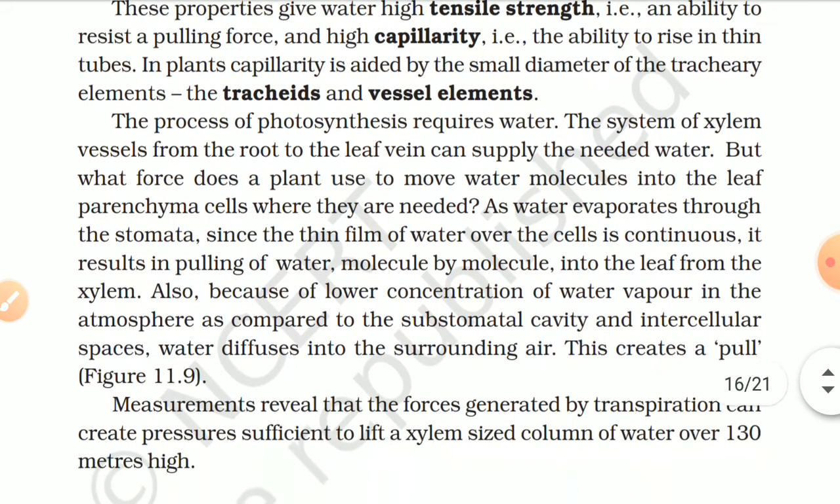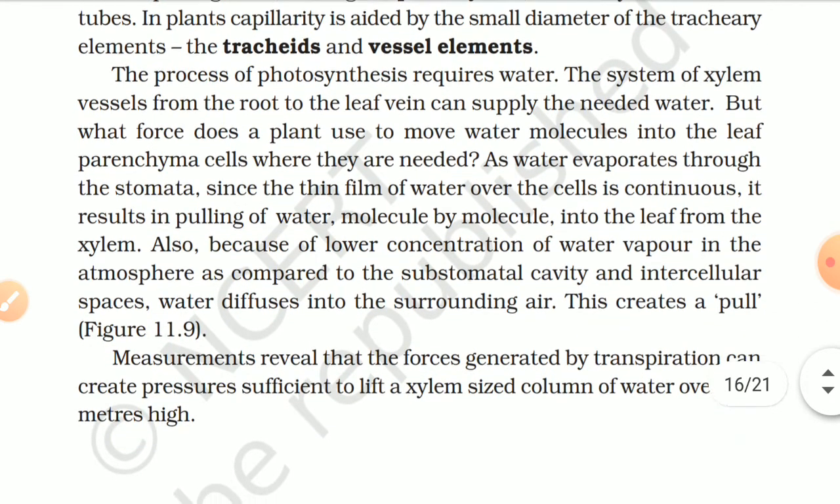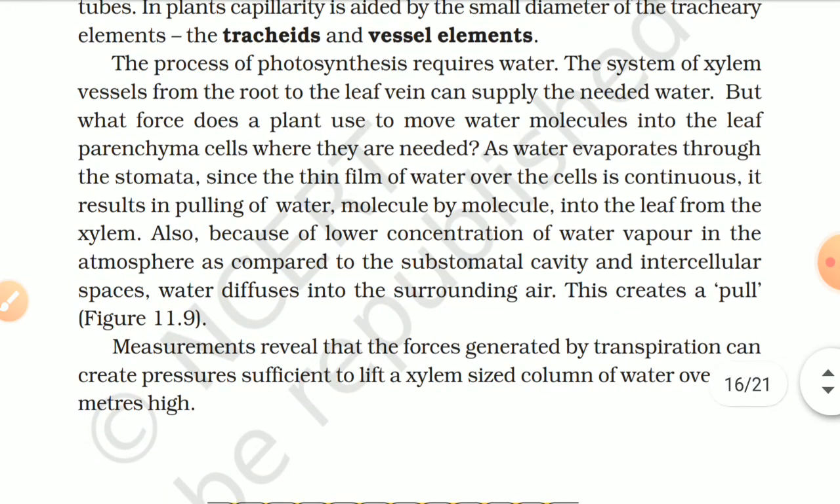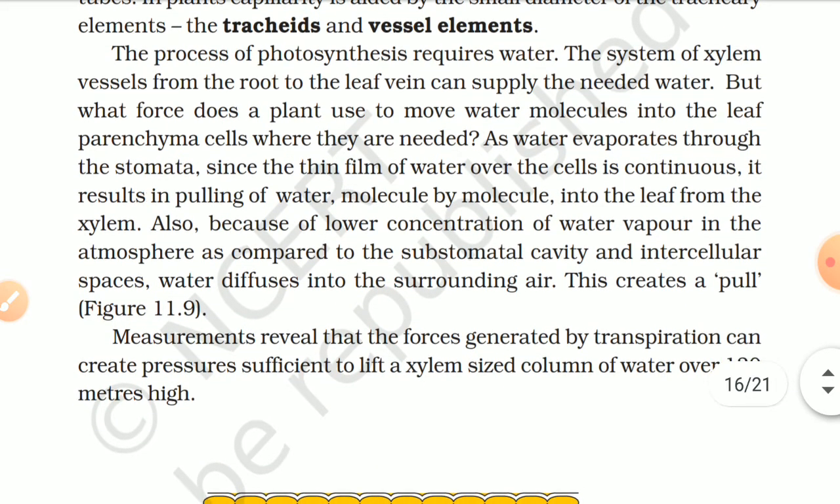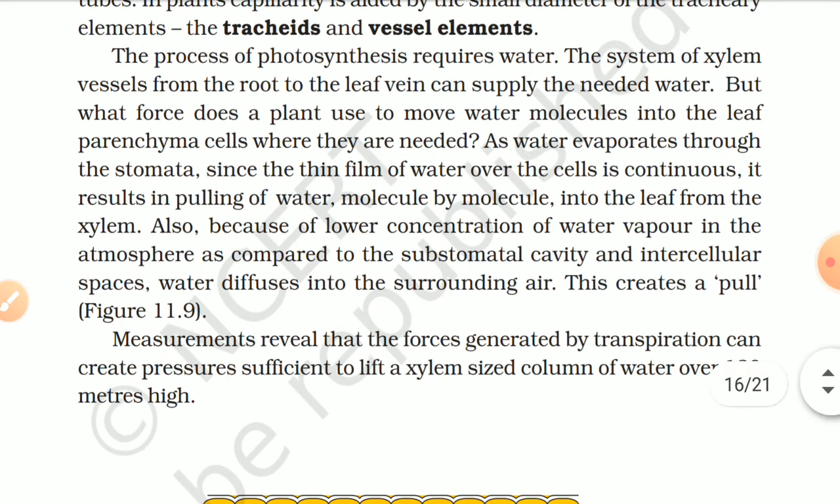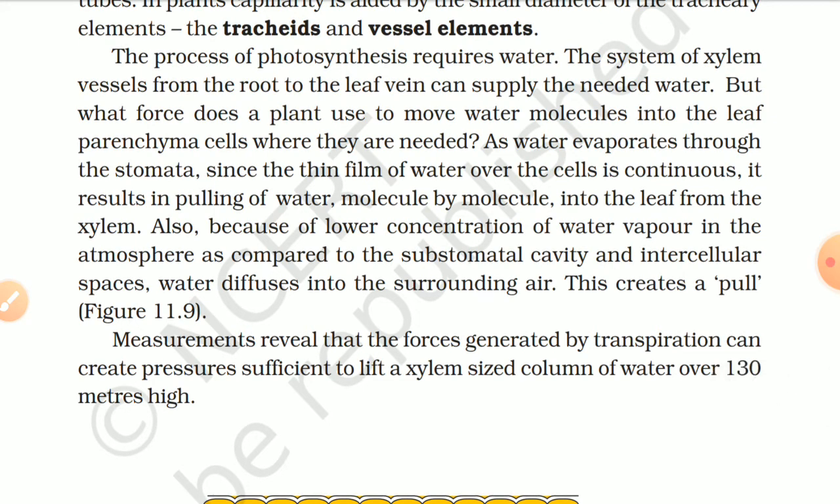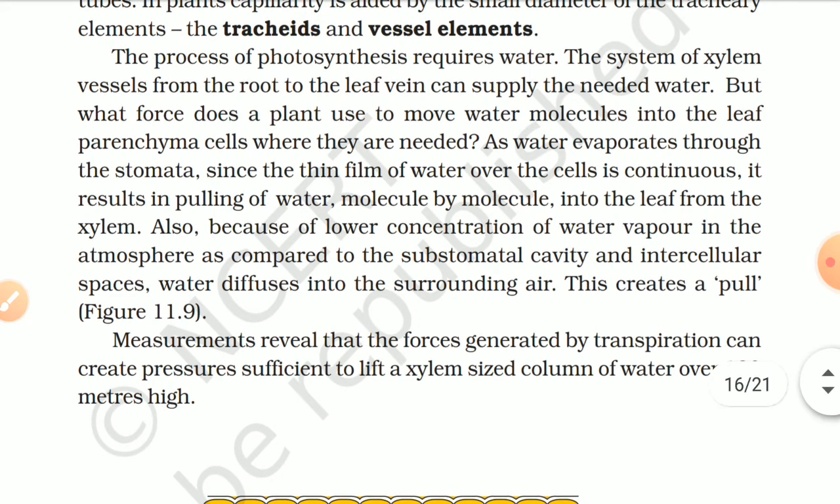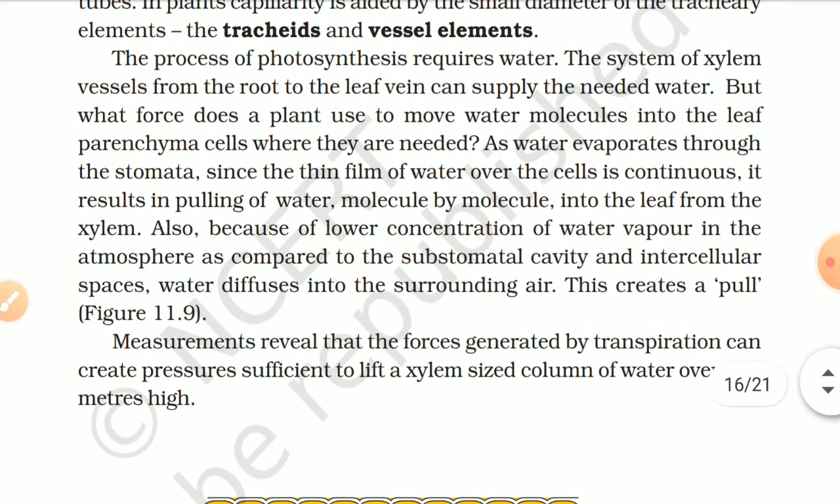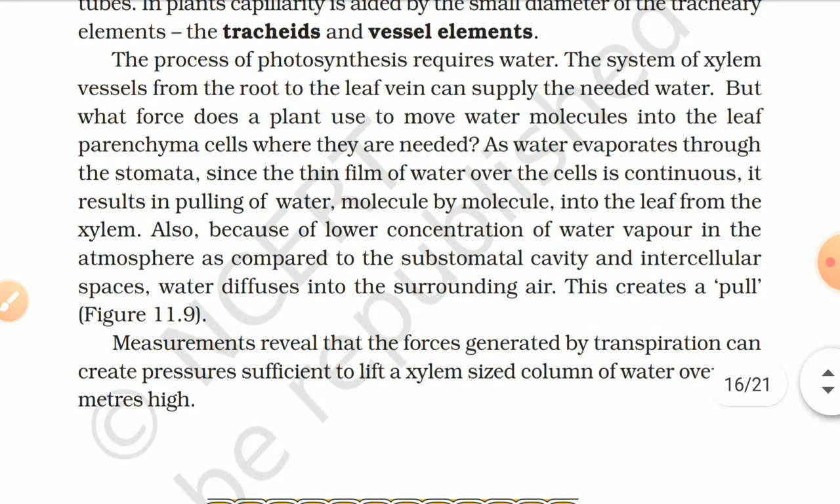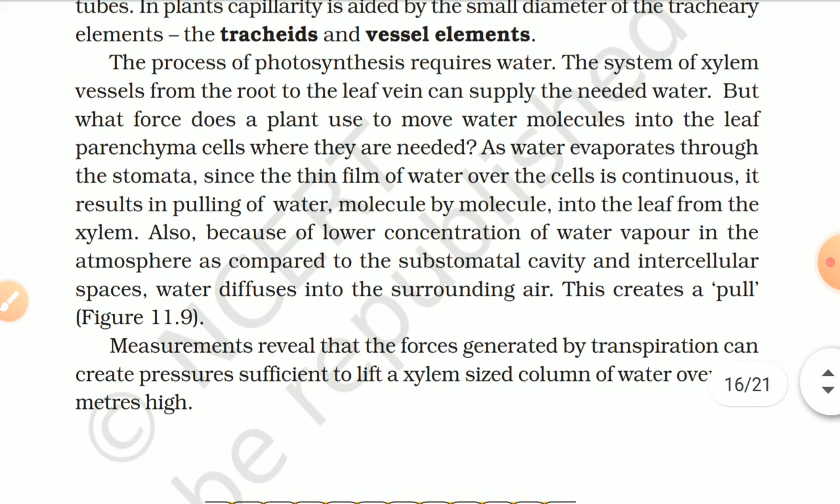The process of photosynthesis requires water. The system of xylem vessels from the roots to the leaf veins can supply the needed water. But what force does a plant use to move water molecules into the leaf parenchyma cells where they are needed? As water evaporates through the stomata, since the thin film of water over the cell is continuous, it results in pulling of water molecule by molecule into the leaves from the xylem.